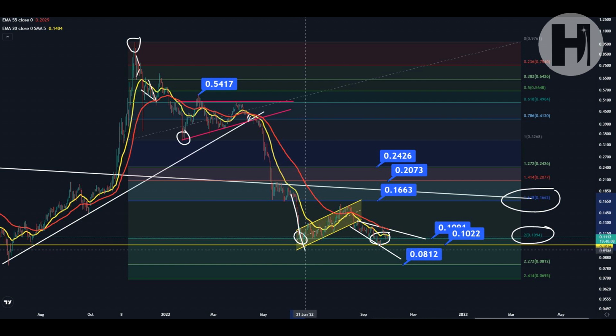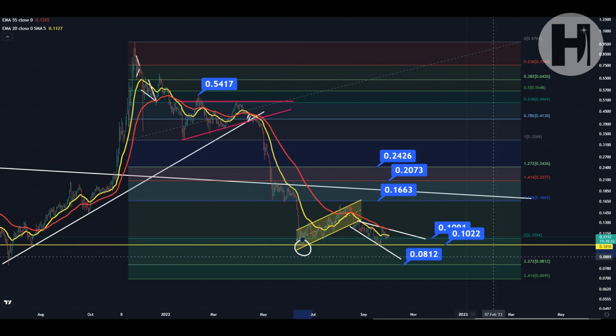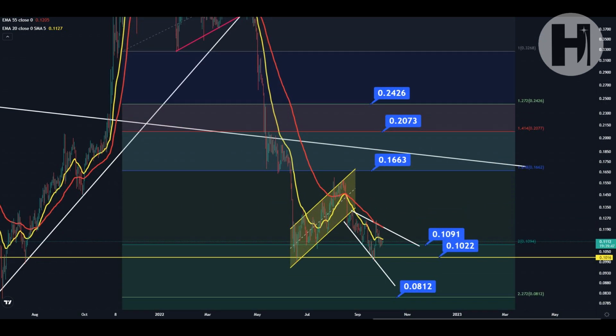So you printed a low in June, you started retracing as all the altcoins did, and now you're coming back down to where you retraced from. So essentially right now what you're doing is you're printing a very nice double bottom pattern. And the negative thing that I do see here is that if we do lose this low, then you are invalidating the double bottom pattern, and we really don't want to do that.